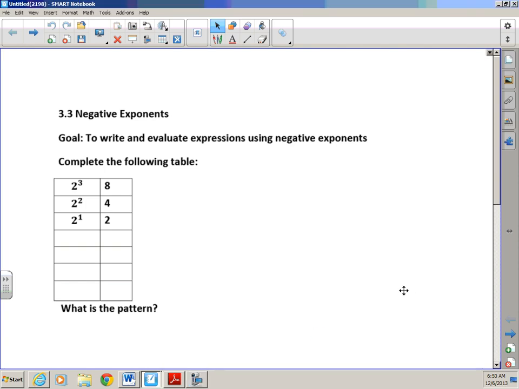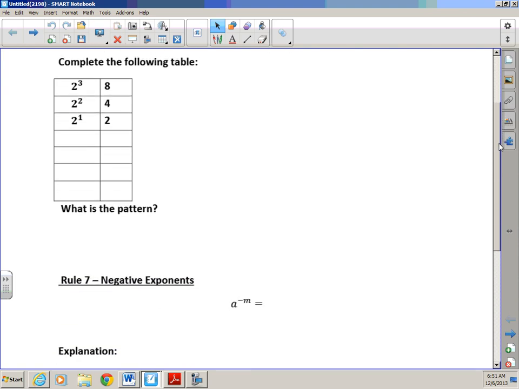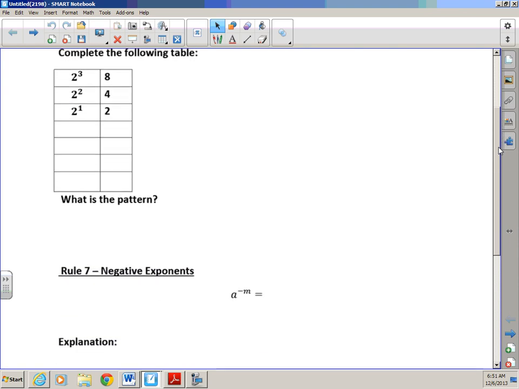The third and final topic that we're going to cover in this area of exponents is negative exponents. And our goal is to write and evaluate expressions with negative exponents. So let's look at the table that we have here. We want to complete this table.